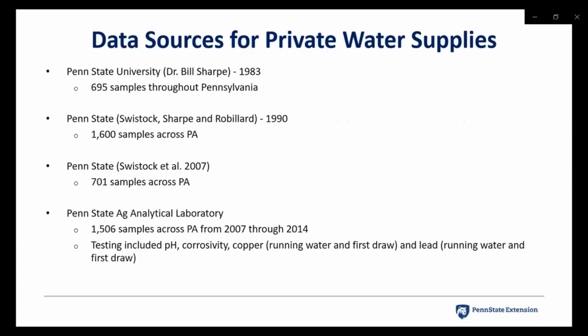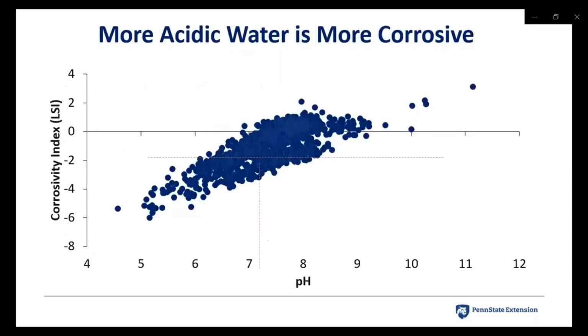So I want to show you some results from various studies we've done looking at copper, lead, and corrosivity, going back to the mid-'80s, where we've looked at anywhere from about 700 to almost 2,000 private water systems, depending on the study. We've looked at things like pH, corrosivity, copper, both first draw and running water copper, and first draw and running lead. And we've been able to learn quite a bit about lead and copper and corrosive water.